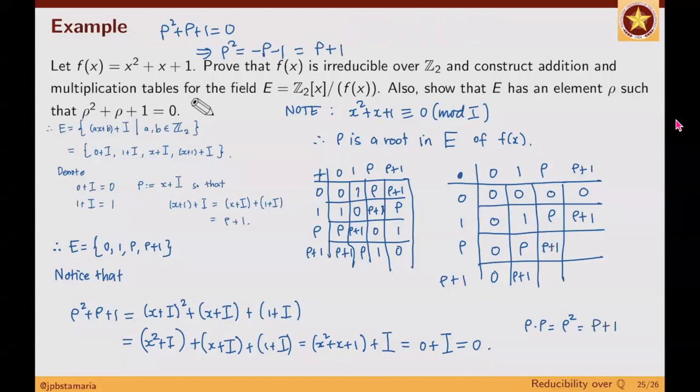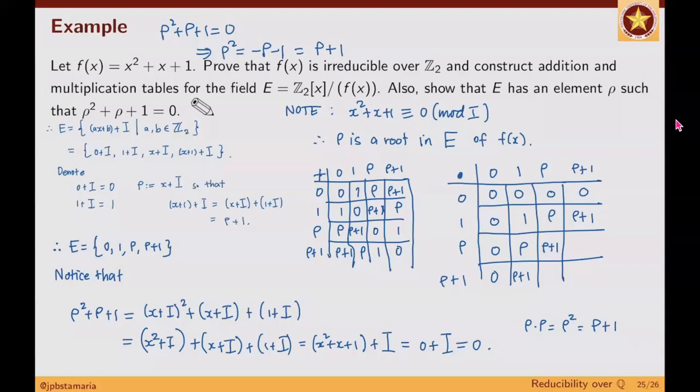Do you understand me? Paano naging rho plus 1 yung rho squared? Kasi nga ang rho squared plus rho plus 1 ay 0. Ang rho squared ay minus rho minus 1. But minus 1 and minus 1 are both 1 in Z sub 2.